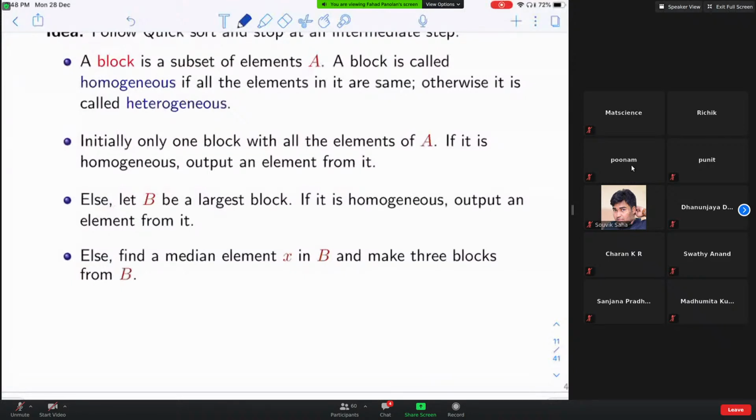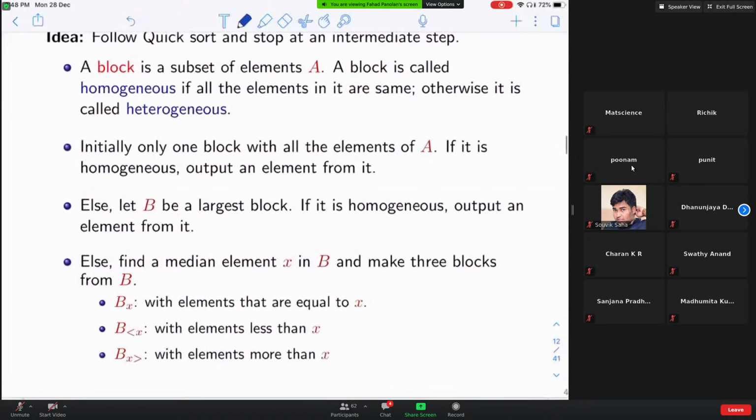You find the median element x in B. Okay, what is a median? The median is, if you sort the elements in B, what comes in the middle. A median of a set of numbers is what comes in the middle if you sort that set. If the number of numbers is odd, that middle is well defined. Otherwise there will be two middle numbers, and any one of them is called a median.